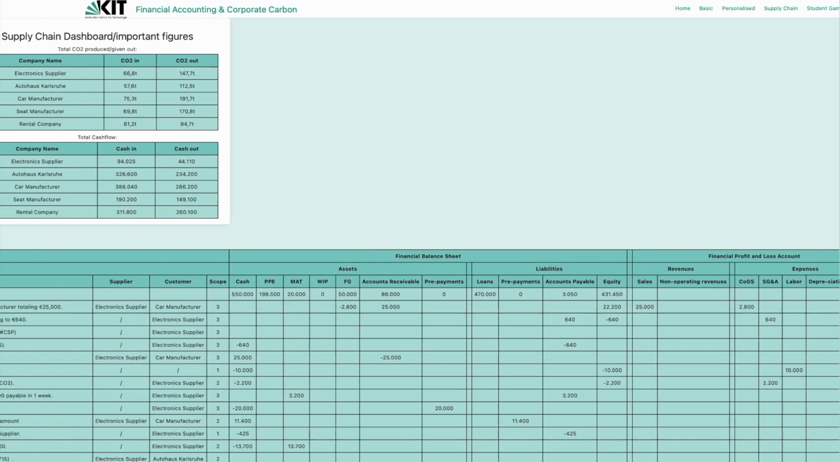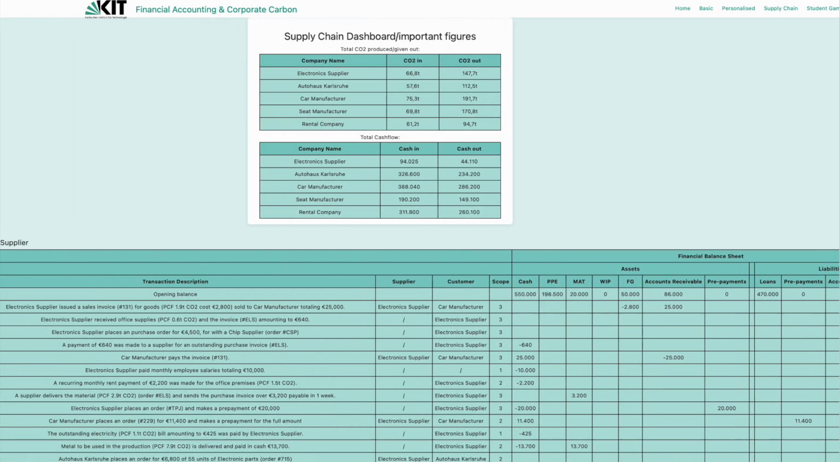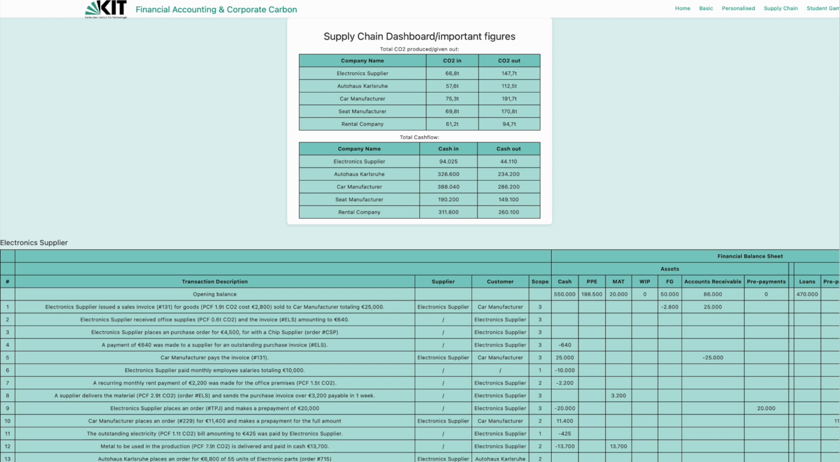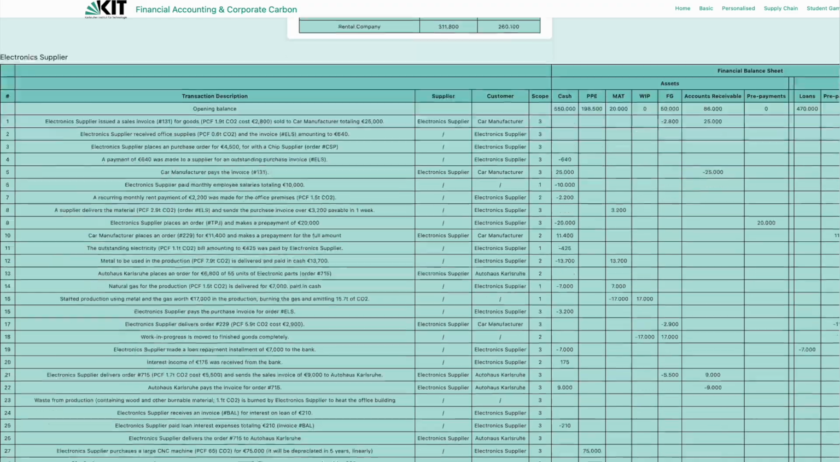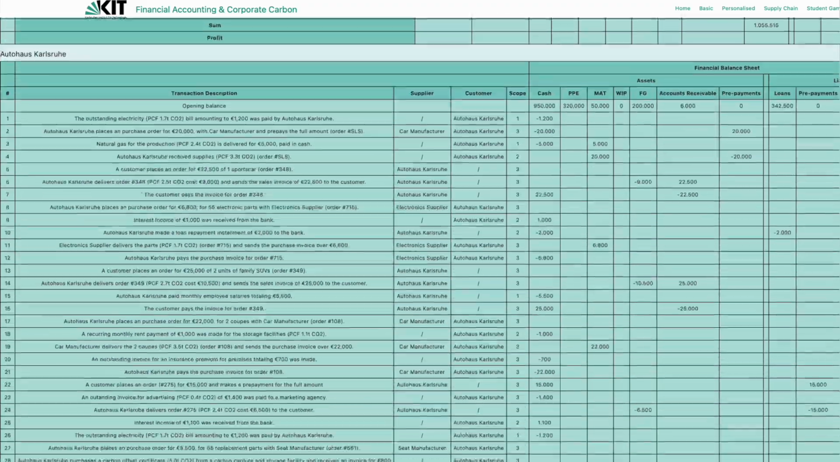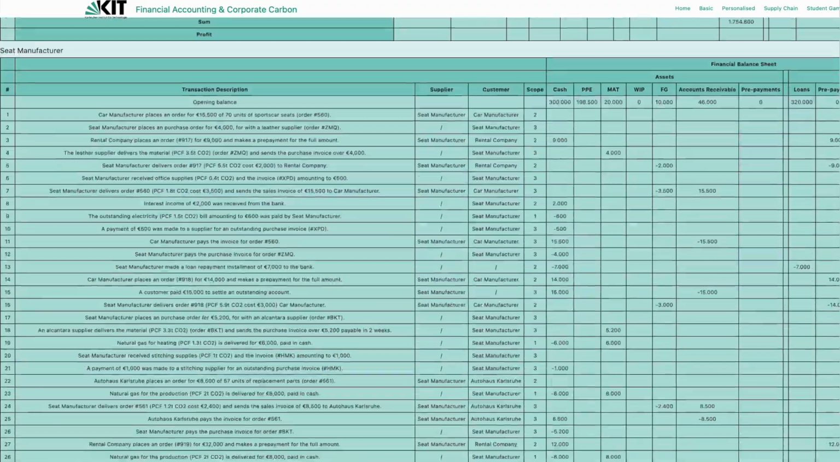Second, the supply chain module demonstrates interactions across a predefined network of 5 interconnected companies. Through 500 detailed transactions, students can vividly trace financial flows and associated carbon emissions, offering clear insights into real-world supply chain complexities, including Scope 1, 2, and 3 emissions.